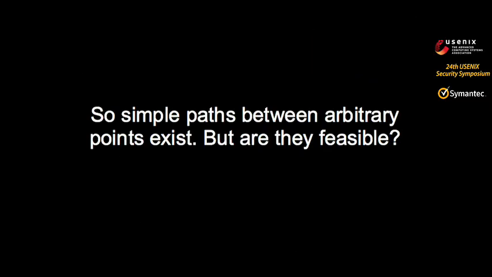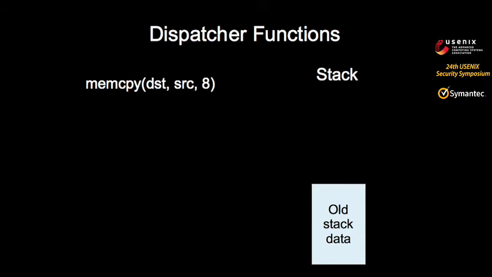Is it feasible? Can you do that? So this path clearly exists, but we're doing something bizarre. We're going into memcopy on one edge and out on another edge. How can we even achieve this? Well, it's actually possible. Yes, you can do it. And in general, we call these functions dispatcher functions, analogous to dispatcher gadgets from jump-oriented programming.